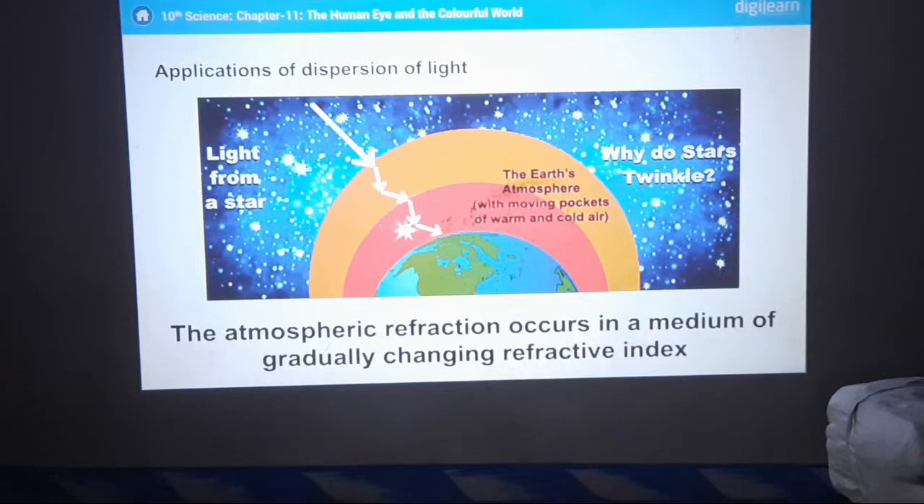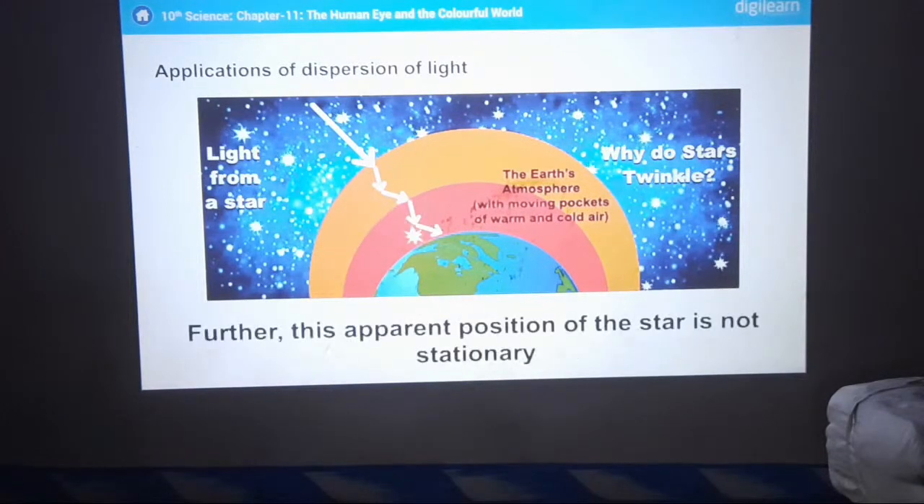The apparent position of the star is slightly different from its actual position. A star appears slightly higher than its actual position when viewed near the horizon. However, this apparent position of the star is not stationary but keeps on changing slightly since the physical conditions of the Earth's atmosphere are not stationary.